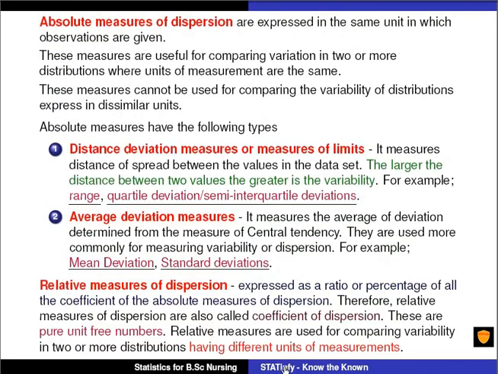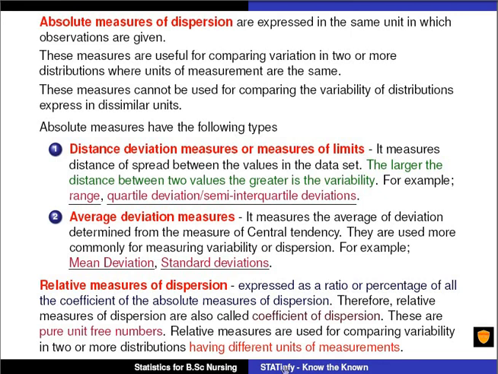Now you can ask me, what is the difference between absolute measures and relative measures? Or what is the use of calculating relative measures of dispersion? So, absolute measures are expressed in the same unit in which the observations are given. Suppose, for example, you have data on the height of people. It may be in centimeters, or maybe in meters.